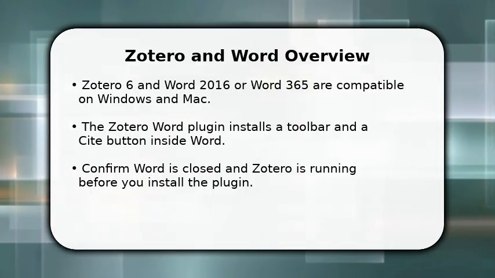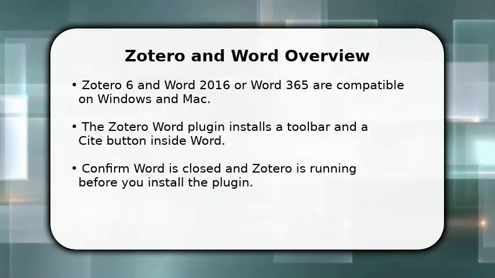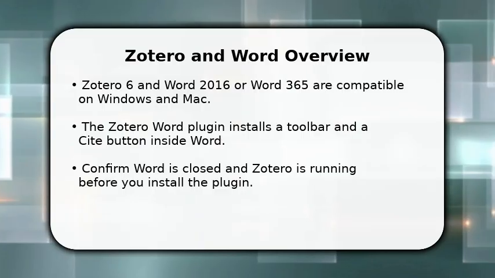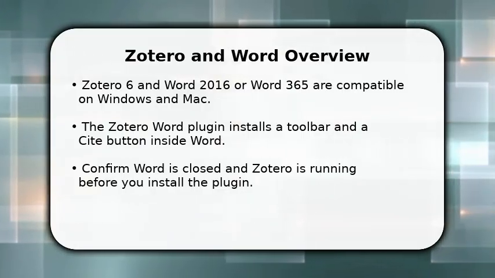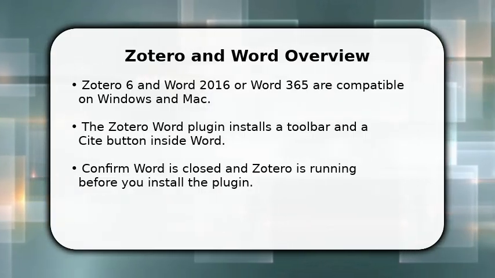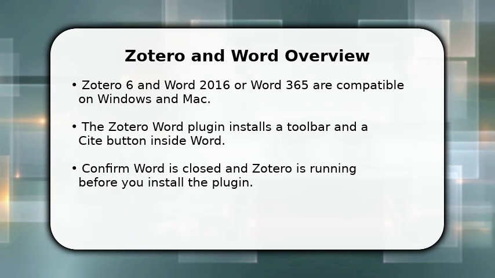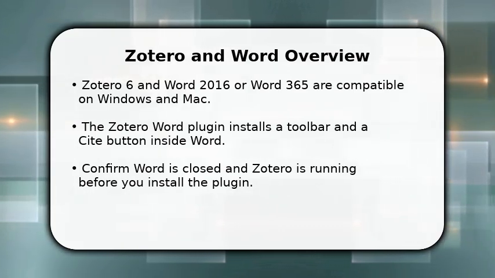Start by closing Word completely before you begin installation of the plugin. Keep Zotero running during installation to allow automatic plugin detection and activation. If you use 32-bit or 64-bit Word, Zotero detects the bitness for compatibility automatically. Follow each step slowly and pause the video if you need to check your version.